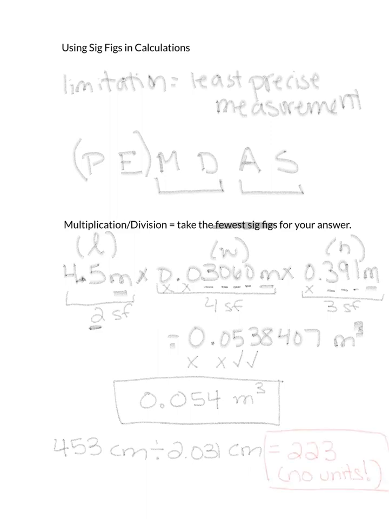The correct way to report this would be 223. There'd be no units. Why? Because I have centimeters divided by centimeters. 223, because I'm limited by this number with 3 significant figures in it.